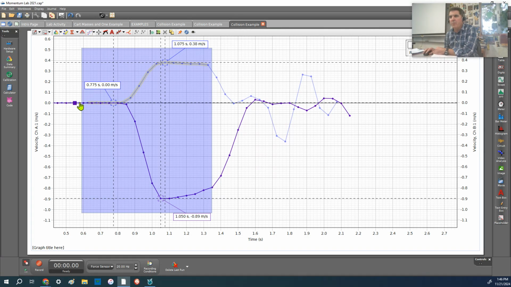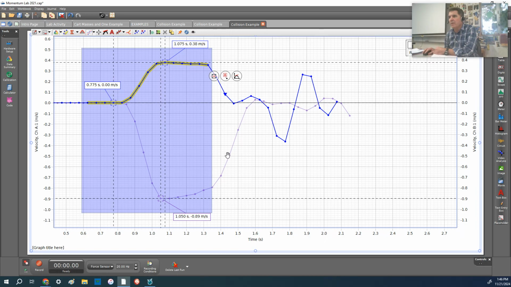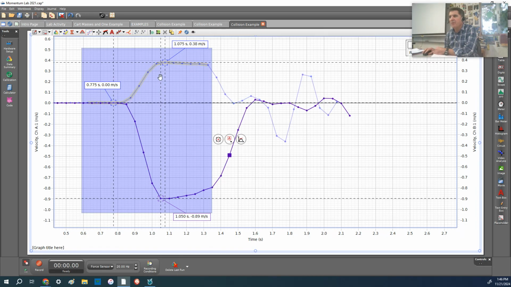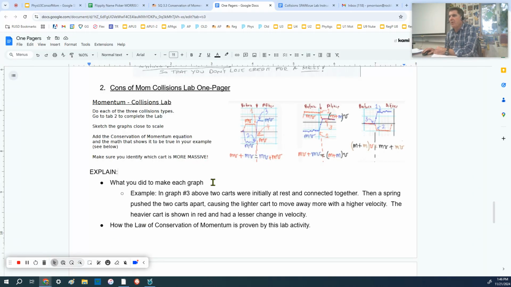And so both of them are overlaid right on top of each other right there. And then they are apart here with the light blue here and, what is that, a purple on this side. Anyways, our numbers here, here, and here. And so follow the instructions in order to do the one pager right here, and explain how the law of conservation of momentum is proven by the lab activity.